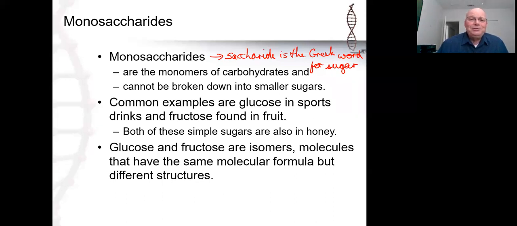Now, one of the issues that we have in considering sugars in general is that we eat a huge amount of sugar on a yearly basis, on average.